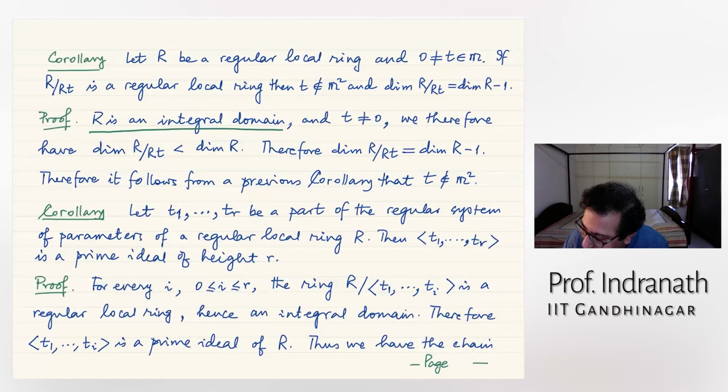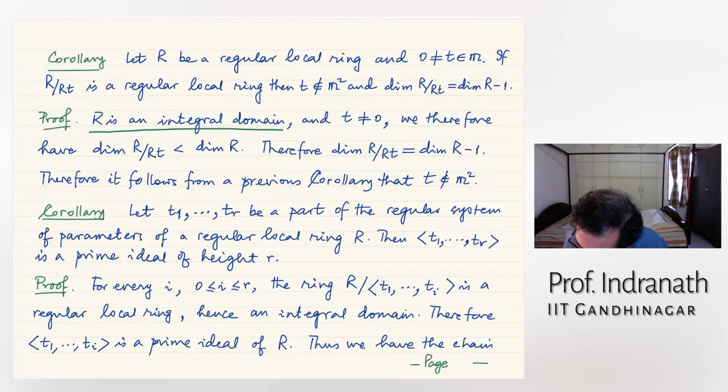That's actually very good in the sense that it's just going modulo one element, and the dimension drops exactly by 1. You just have to ensure that T is not in M square. That's the only thing. Okay. So this is very, very useful to remember.